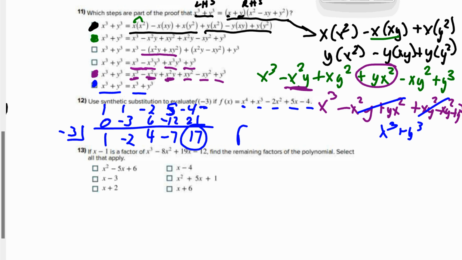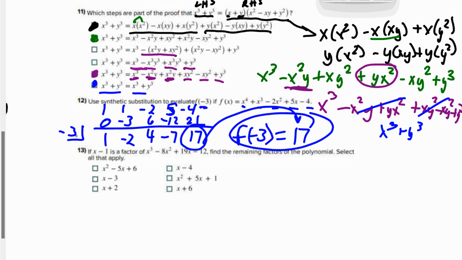So f of -3, plugging in -3 into my equation, I get 17, my y value. And so that is my answer. So the remainder goes as the answer. What I'm putting into the box, that's what I'm taking f of, -3. Now this bottom one right here, I'm going to do synthetic division again. I have a degree of 3, and so I should have 4 terms, which I do. And so I have a 1, -8, 19, and a -12.